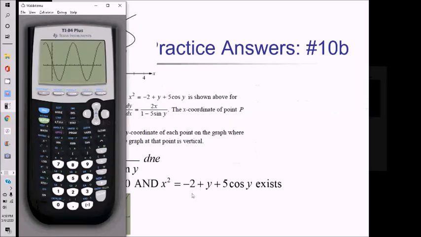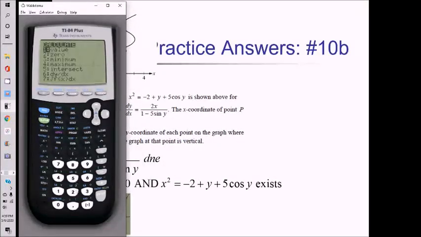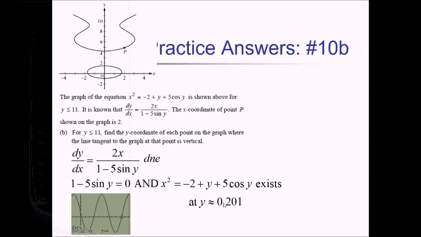So back to the grapher. Let's do second trace, option 2 for zeros. And where's my spider? There it is. Let's move it all the way to the left here. A little bit to the left of that first intersection, press enter. A little bit to the right, press enter one more time, and that's about 0.201 for that first y value. Again, we're solving for y values here.